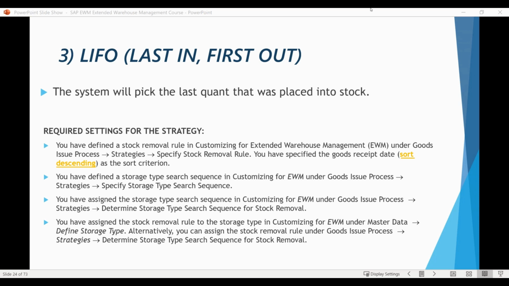The next strategy is called last in, first out, which is also very familiar to you. LIFO means that the system will select the last quant that was placed in the stock. This strategy is used, for example, when heavy containers are stacked on top of each other, and always picking the oldest quants would be very inconvenient. The key settings needed for this strategy are the same as for FIFO. The only difference is that your sort criterion goes from newest to oldest when you are configuring stock removal rule settings.